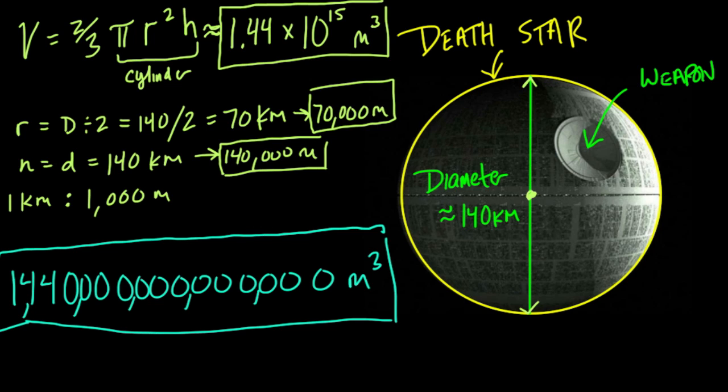Now the next question we begin to think about is, okay, well that's the volume, but how much material would we need to make this shape? Because although this is a sphere and that's the volume, the Death Star is not this enormous spherical ball of steel. There are passages inside, there are all kinds of machines inside, there's space inside for people, there's all kinds of things. So the question is, how do we deal with that?